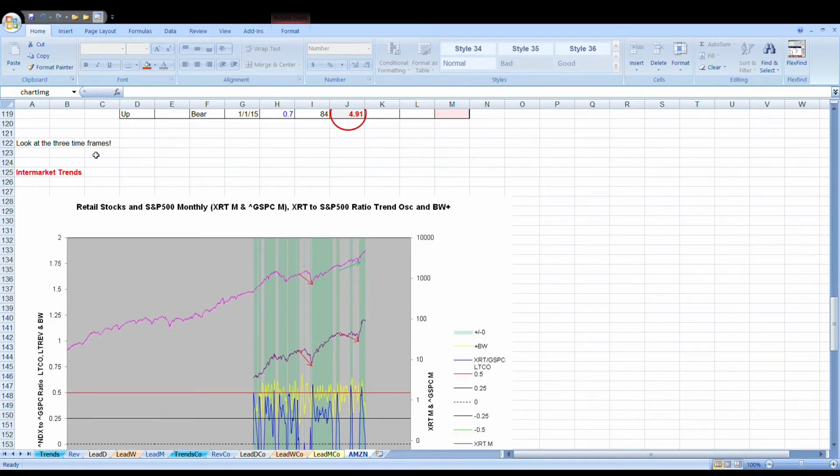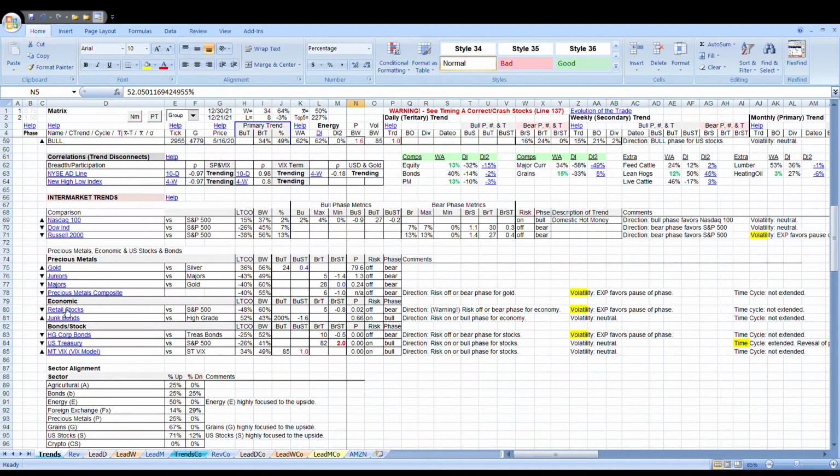And one of the things I want to address, and we can find inside the Matrix, is the intermarket trends for the retail stocks, which is down here in line 80 of the trends tab. I mean, we're in the trends CO tab, but the trends tab, which when you get a subscription, you get both of these now. You can keep an eye on it. You can see we're in a downtrend. So this is a risk off and a bear phase for the economy. Now, I know that everyone believes that's going to be a bear phase for the stock market, but not necessarily.